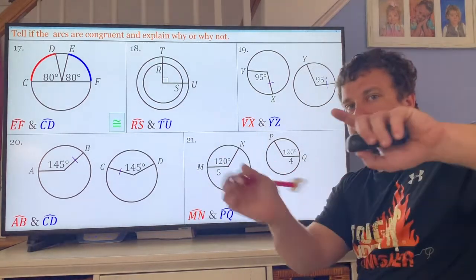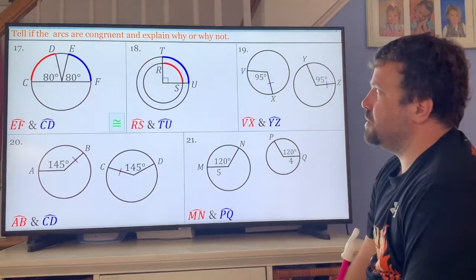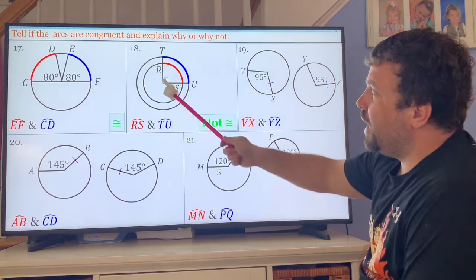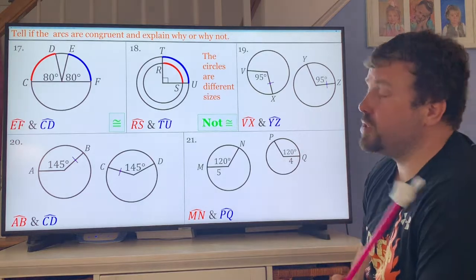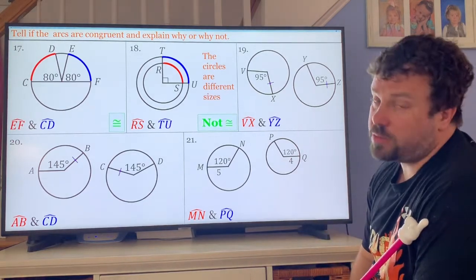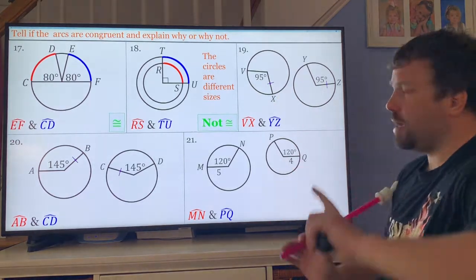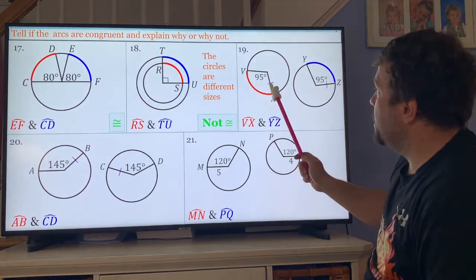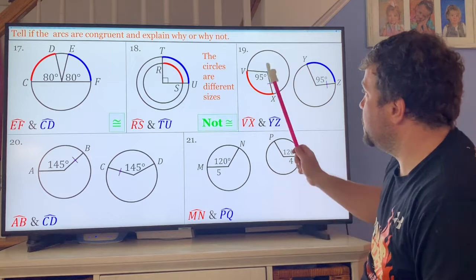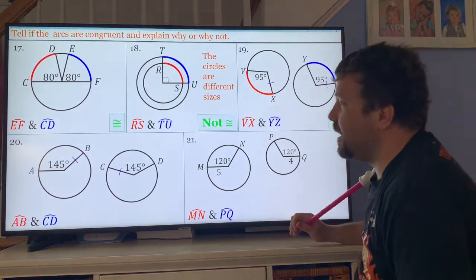Number 18, you should have got not congruent. The angle measurements are both 90, but however, the circles are different sizes. The red circle's a little bit smaller. Number 19, you should have got congruent. Same radius means the circles are congruent. Same angle measurement means the answer is congruent.